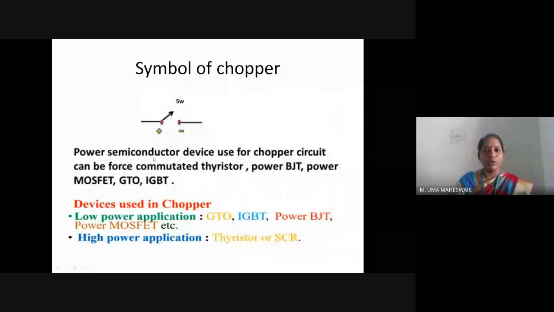Chopper is represented by a switch like this, and the power semiconductor devices which are used for chopper circuit are power BJT, power MOSFET, and GTO, IGBTs. So these are the devices we mainly use in chopper circuit. What are the devices which are used in low power applications? For low power application we prefer GTO, IGBT, power BJT, power MOSFET, etc. Whereas for high power application, we use thyristors or SCR.